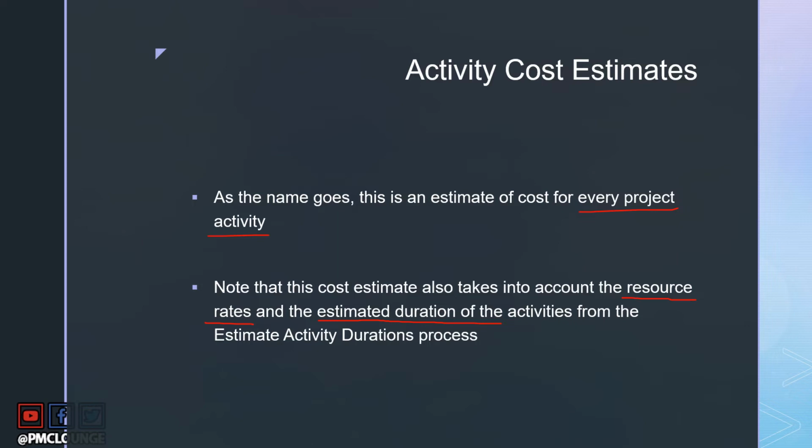The estimated duration for those activities are also considered. Now, where do you get these estimated durations for activities? You get them from the estimate activity durations process. This was part of the schedule management knowledge area, and the WBS that I just spoke of previously was part of the scope management knowledge area. Direct links to the WBS as well as the estimate activity durations process will be available in the description.